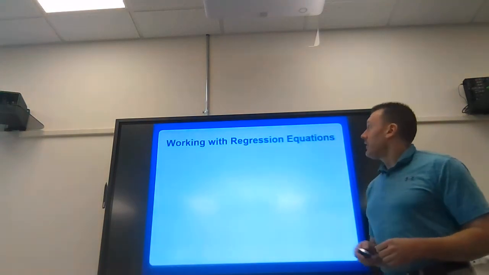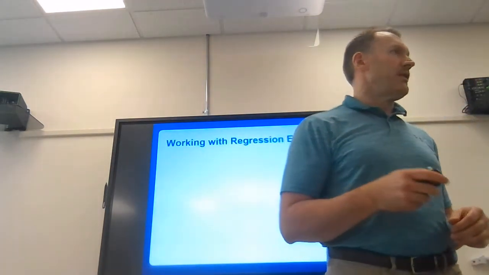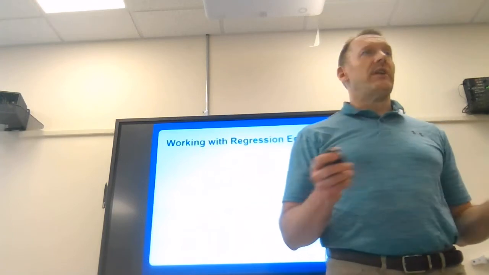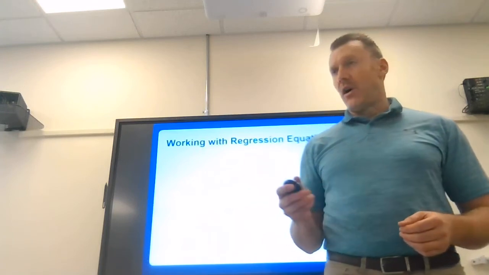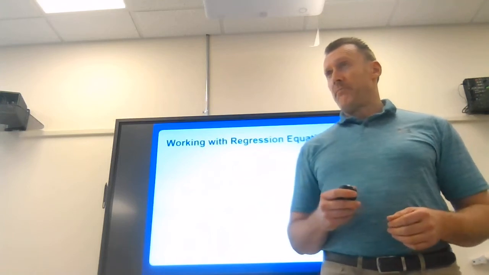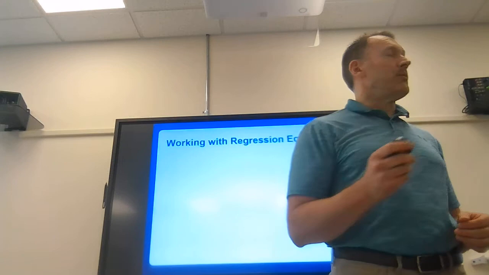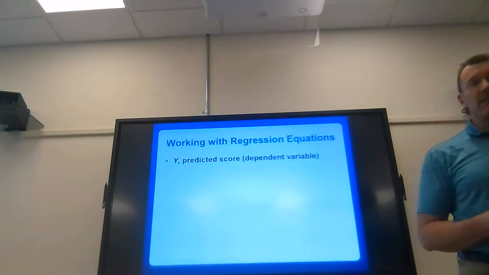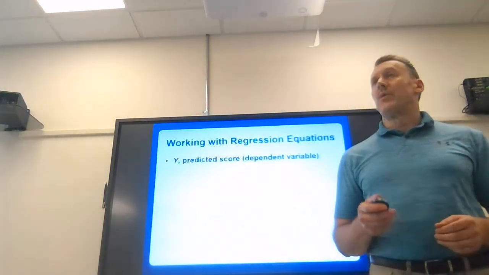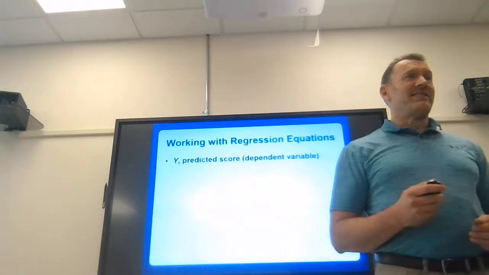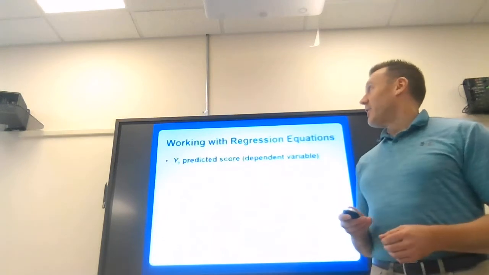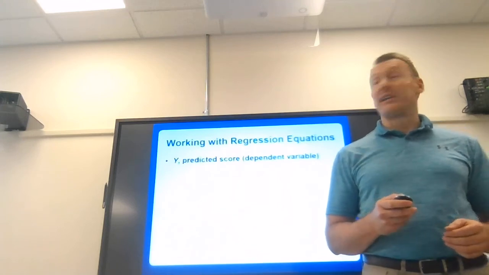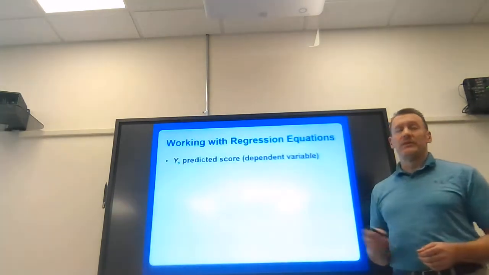Okay, so working with regression equations. Regression is all about prediction, predicting one variable from another. The more relationship you have between two variables, in other words, as the Pearson r increases, the easier it is to predict one variable from another. We'll go through some examples. Regression involves the equation for a line, as you remember from your high school math. And so Y is the predicted score. That's what you're trying to predict. It's also called the dependent variable.